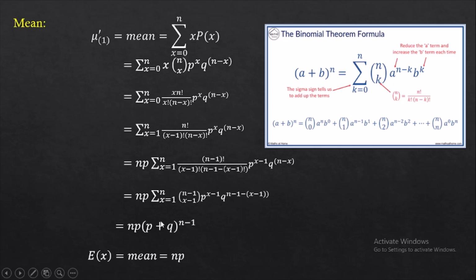Like that we can write p plus q bracket raised to n minus 1, and we know that p plus q is always 1, so 1 raised to something is 1, so np. So the mean is np. This is our mean of the binomial distribution.